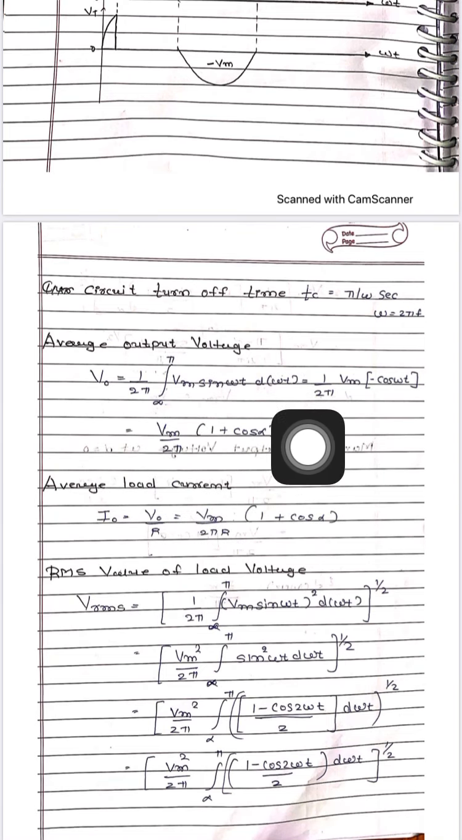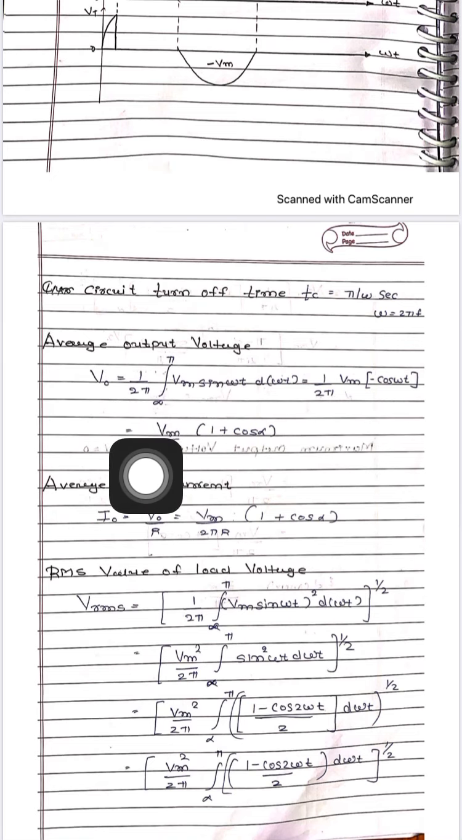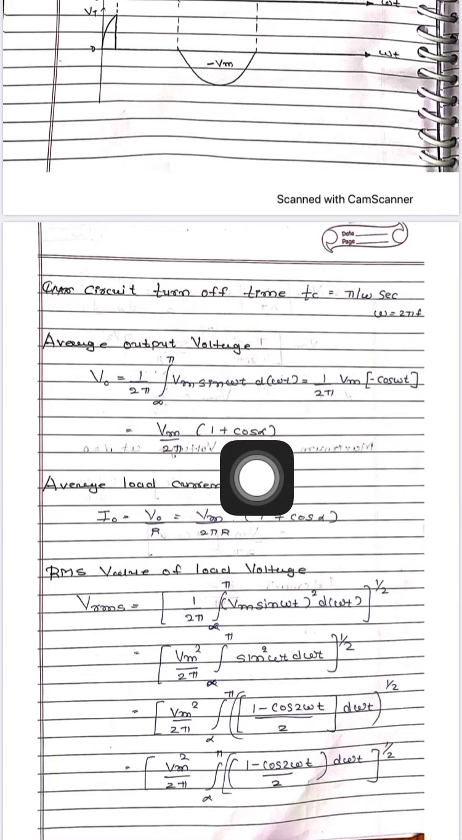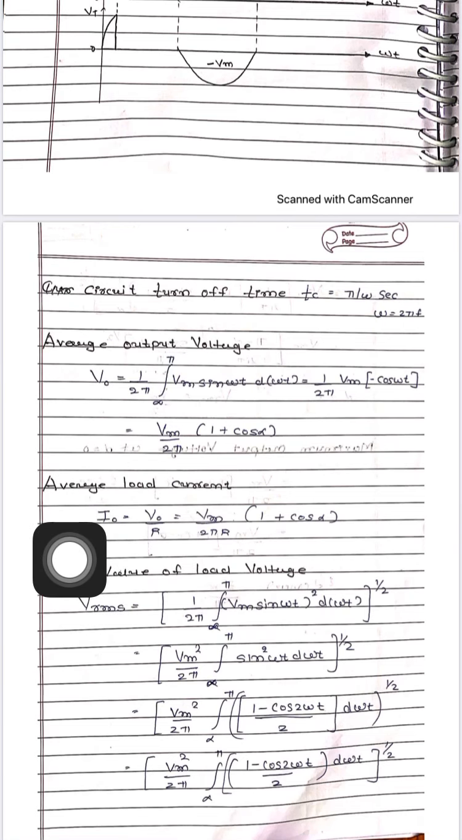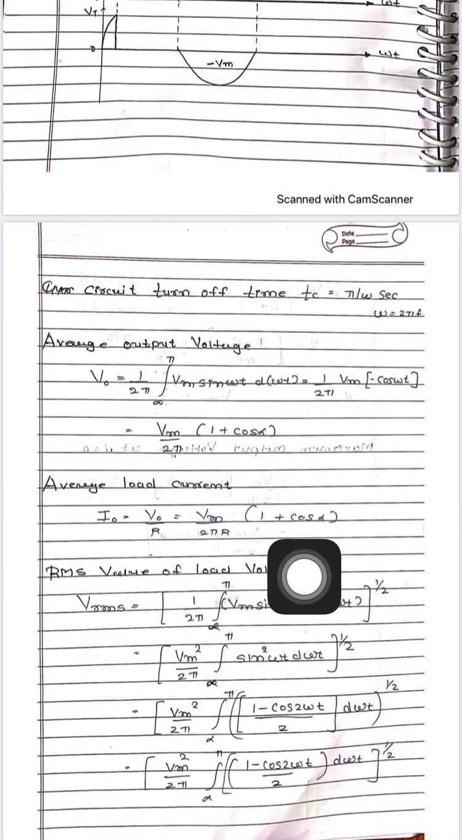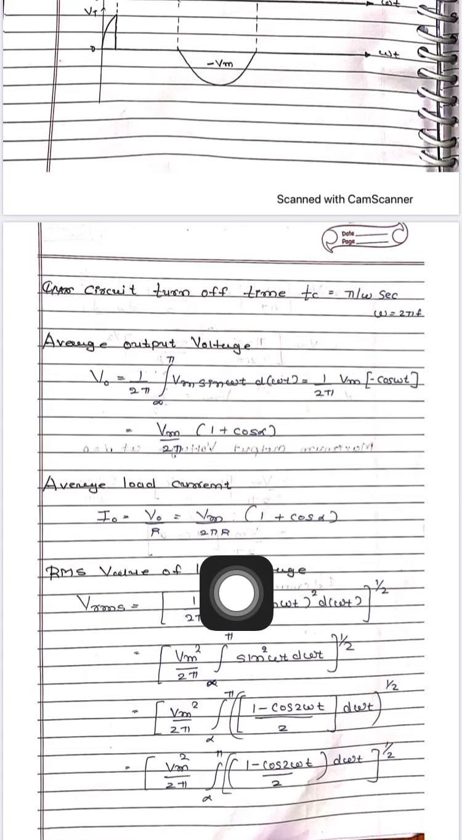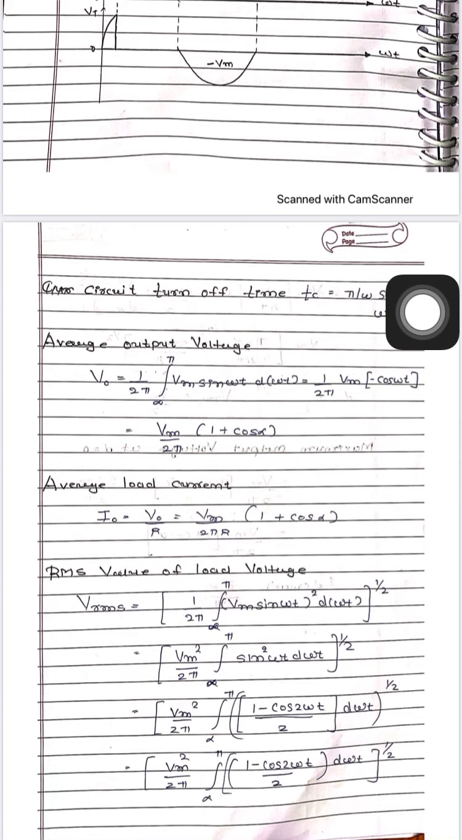So for the average output voltage, you have to keep this final equation in mind always. For the average output voltage of a half wave rectifier, you have to consider Vm by 2 pi times 1 plus cos alpha. Similarly, once we have the voltage, we easily get the current because of V by R. So I0 is equal to V0 by R, giving Vm by 2 pi R times 1 plus cos alpha.